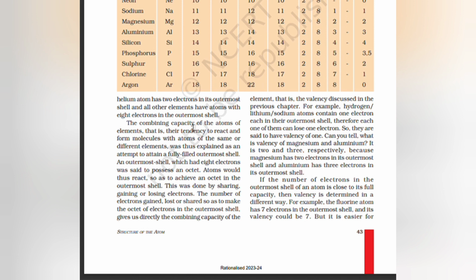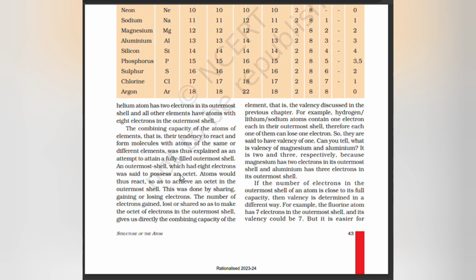The combining capacity of the atoms or elements, that is, their tendency to react and form molecules with atoms of the same or different elements, was thus explained as an attempt to attain a fully filled outermost shell. An outermost shell which had 8 electrons was said to possess an octet. Atoms would thus react so as to achieve an octet in the outermost shell.